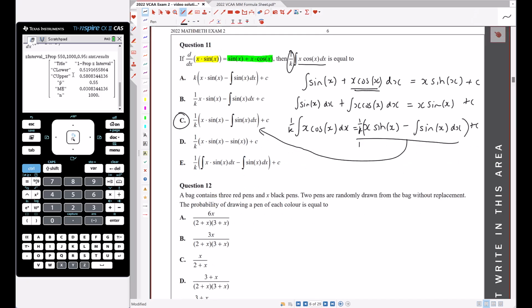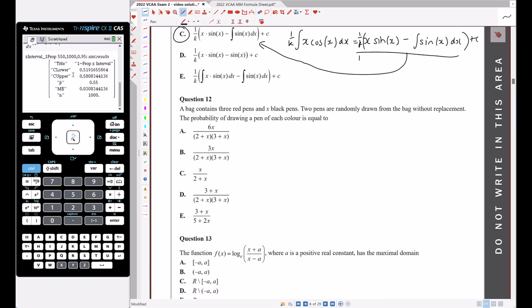Okay, question 12. The bag contains 3 red pens and X black pens. 2 pens are randomly drawn from the bag without replacement. The probability of drawing a pen of each colour is equal to. Okay, so we've got 3 red pens and X black pens. So I just think through a tree diagram here.